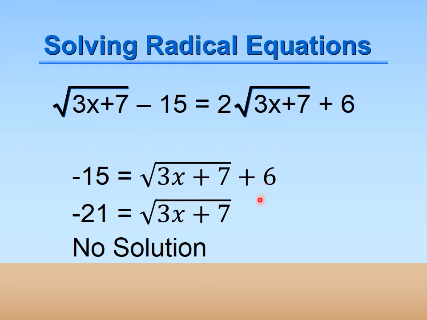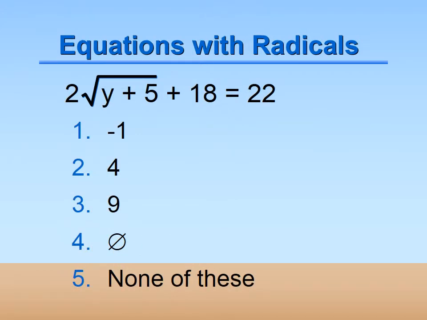And now I'm going to subtract 6 from both sides, and I get negative 21 equals the square root of 3x plus 7. Well, remember, now I have my radical isolated, and my radical is set equal to a negative number, which means that there's no solution, or the solution that I would get would be extraneous. Okay, go ahead and try this one and see what you can get.